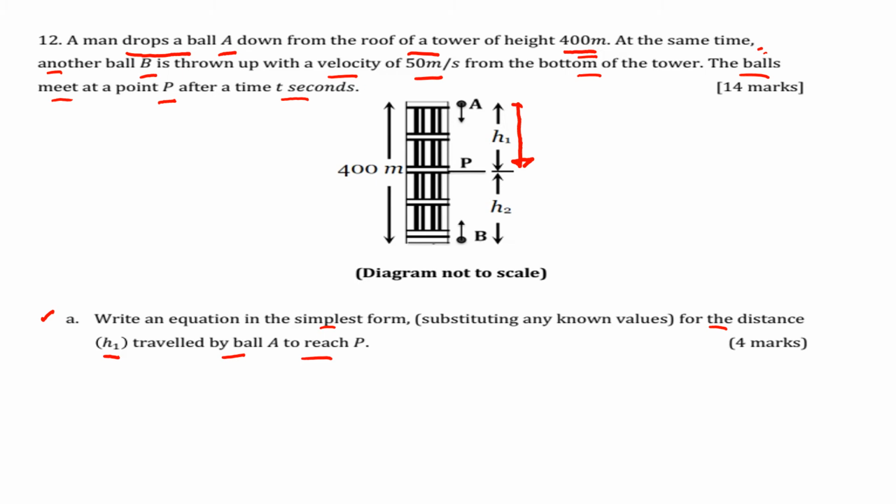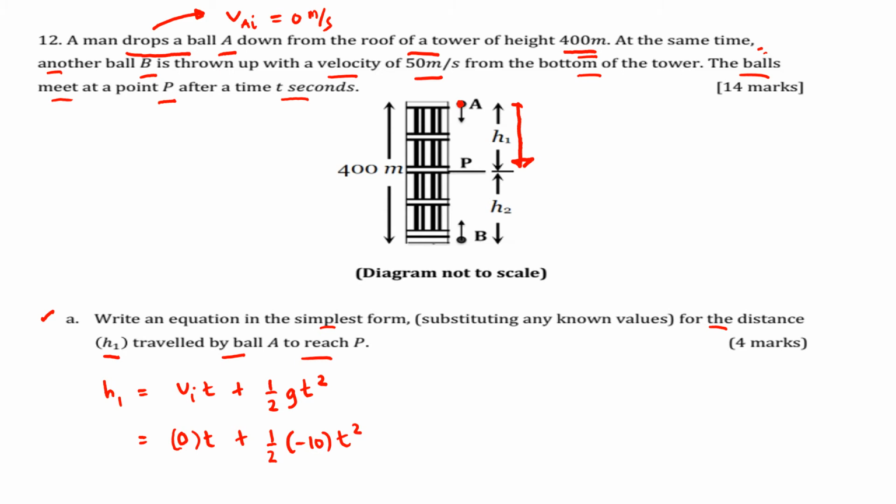Since ball A is just being dropped from this point here, we could say that the initial velocity of ball A, say VAI, is equal to 0 meter per second. So H1 would be equal to VIT plus 1/2 GT squared, and our VIT is equal to 0 times time plus 1/2 GT squared. Our G is -10, so T squared. So therefore our H1 is equal to 0 plus -5 T squared. We could simplify this further.